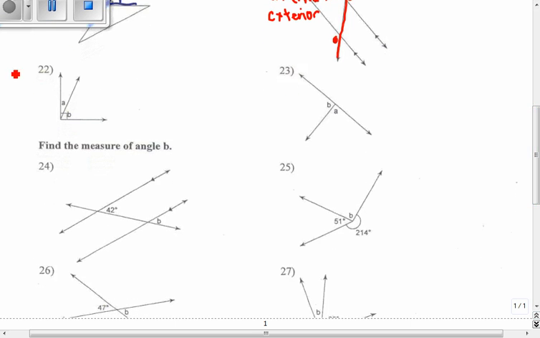All right, 22, they form what? They form a right angle, so they are complementary. 23, they form a line. So we got angle B is this much, and then we add an angle A, and they form this straight line over here. So they are a linear pair.